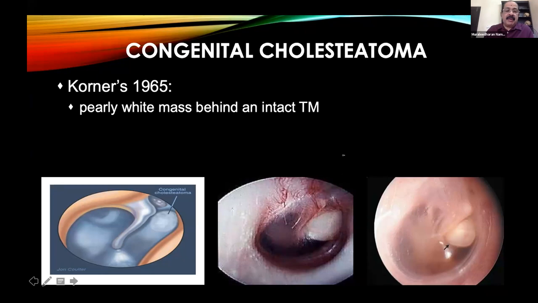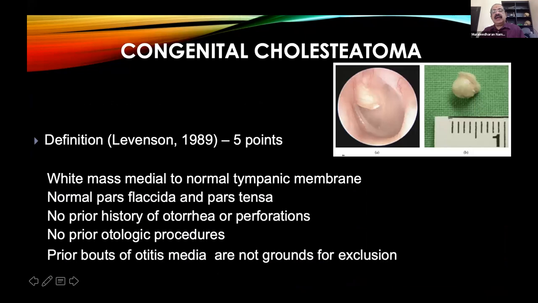And the criteria for calling congenital cholesteatoma, described by Levenson, a white mass medial to the normal drum, normal pars tensa and flaccida, without any history of otorrhea or perforations, no previous otological procedures. And recently, the Neuro-Otology Society described that even when there were bouts of otitis media, they are not grounds for excluding the congenital cholesteatoma.